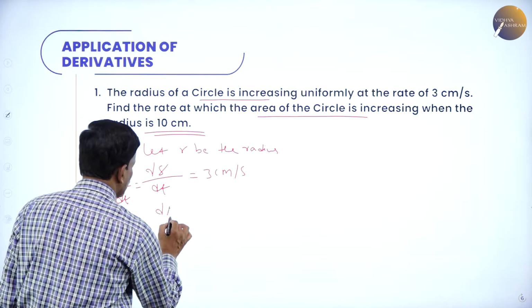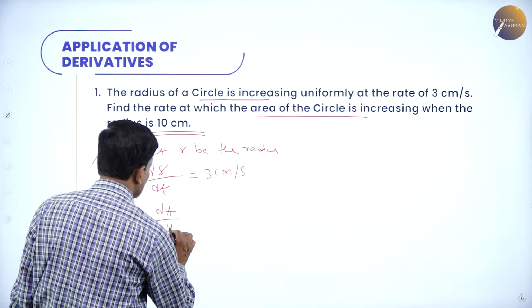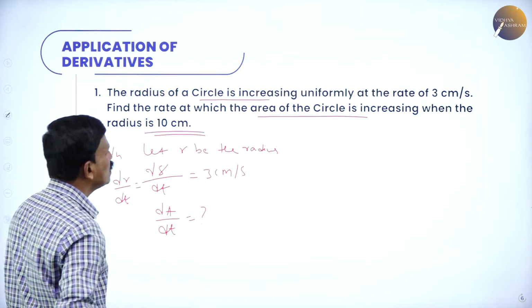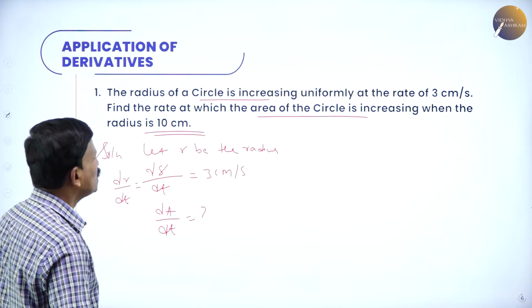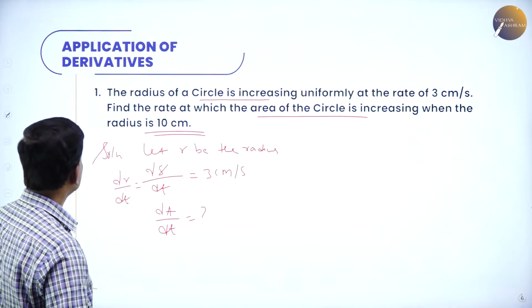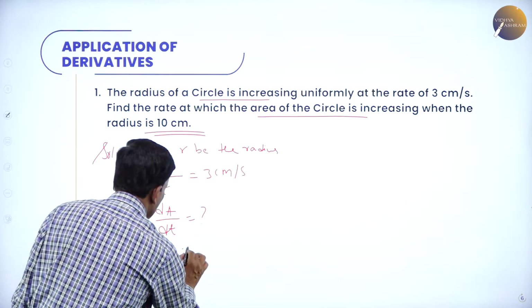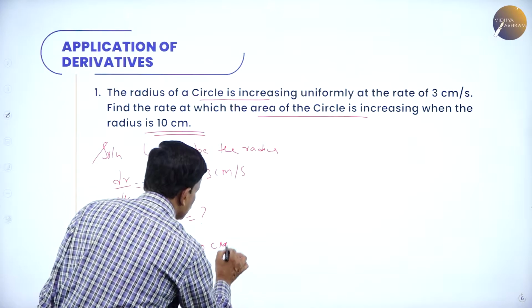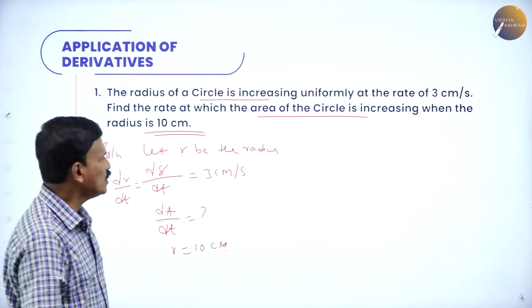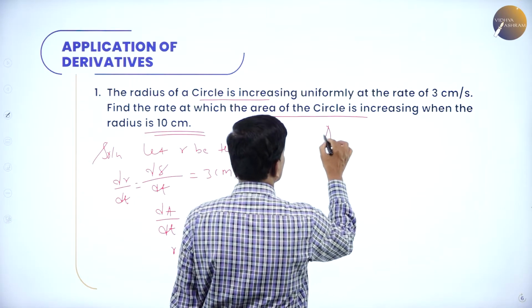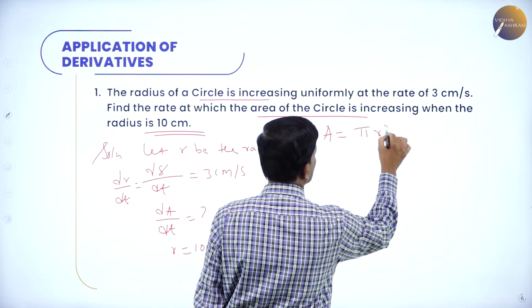What is required to find is dA by dt is equal to question mark. Find the rate at which the area of the circle is increasing when the radius is 10 centimeters. R is equal to 10 centimeters, this is given. Since we know, what is the area of a circle? Area is equal to pi r square.